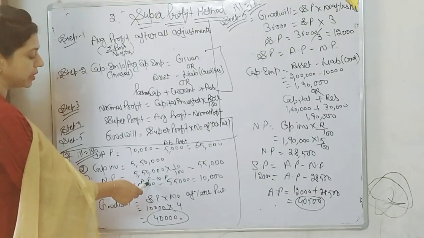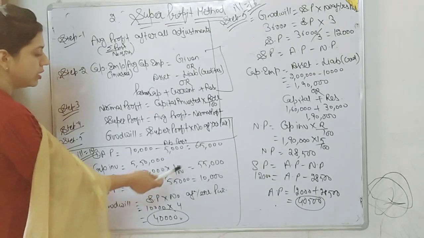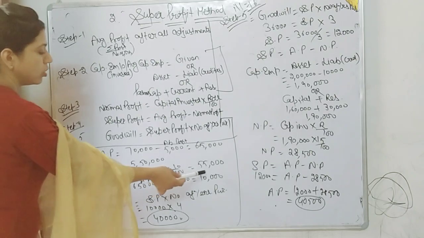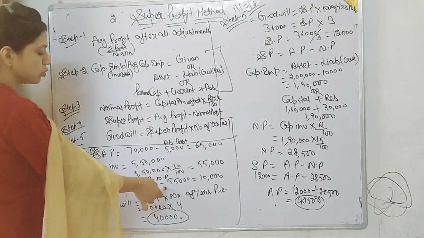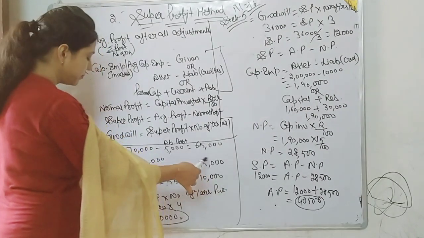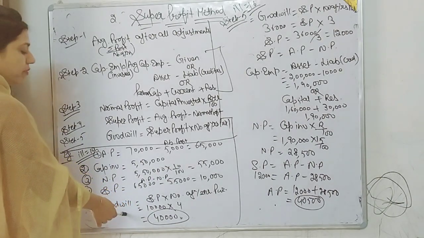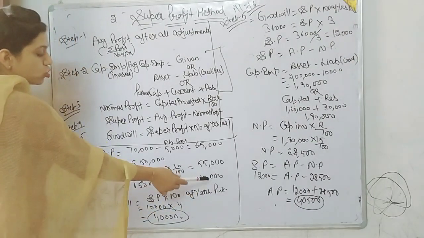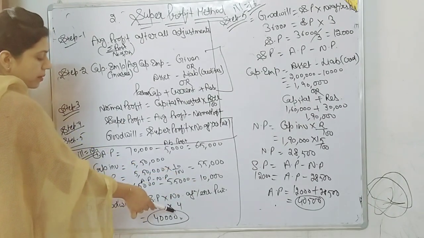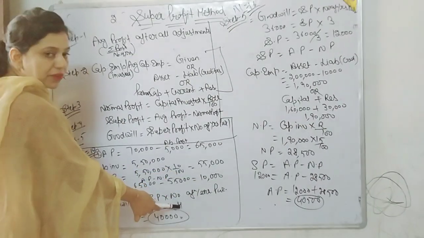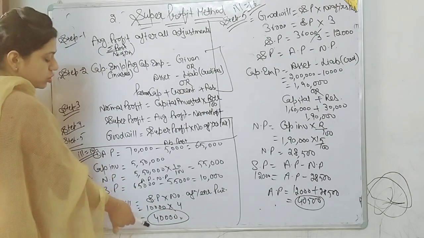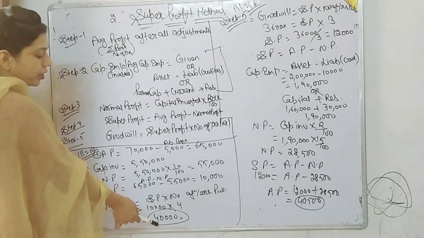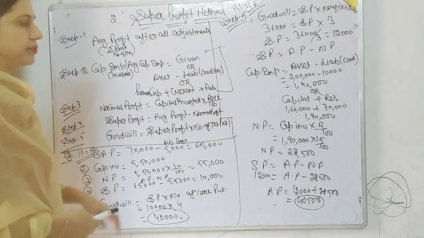Fourth step is super profit. How will it be calculated? Average minus normal. Average is 65, normal is 55, so super profit is equal to 10,000. At last, goodwill. Goodwill is equal to super profit multiplied by number of years' purchase. Super profit comes 10,000, multiplied by the number of years' purchase given in the question, that is 4. So 10,000 multiplied by 4, 40,000 will be the answer.